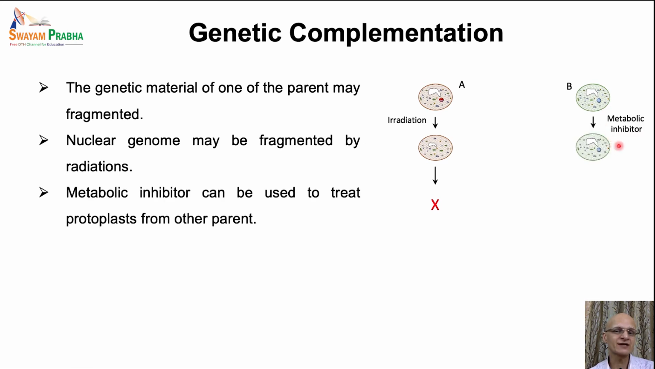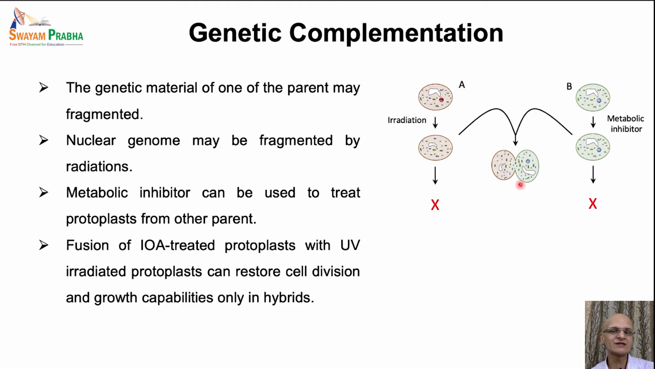So the protoplast of the species B can be treated with the metabolic inhibitors like the iodoacetamide. The iodoacetamide treated protoplast will not be able to replicate again, as it causes the irreversible cytoplasmic inhibitions. However, when these protoplasts will fuse with any other protoplasts, these would be able to contribute the nuclear genome.